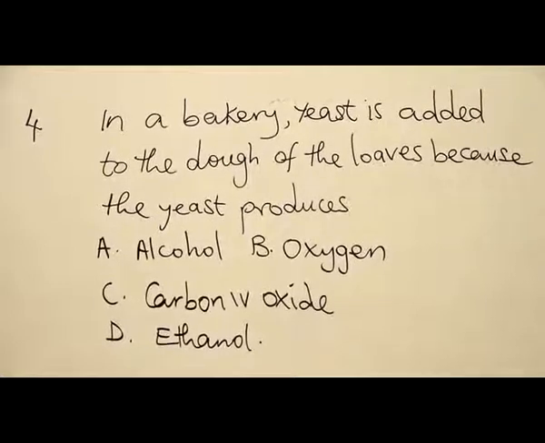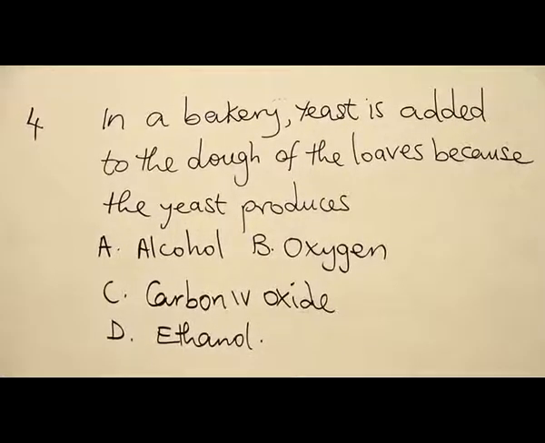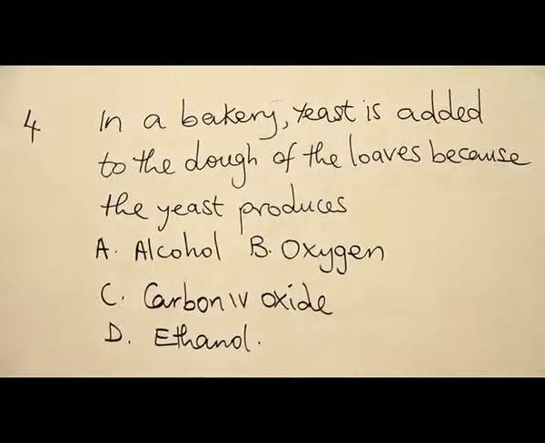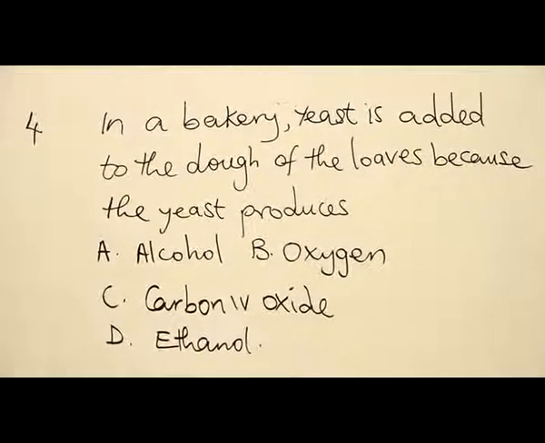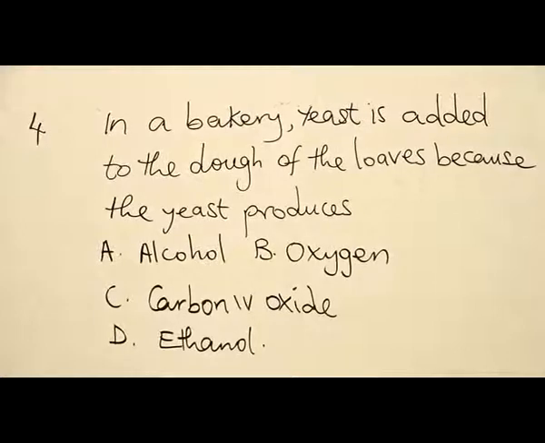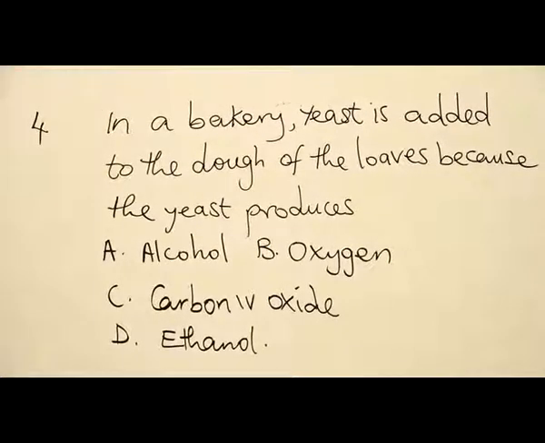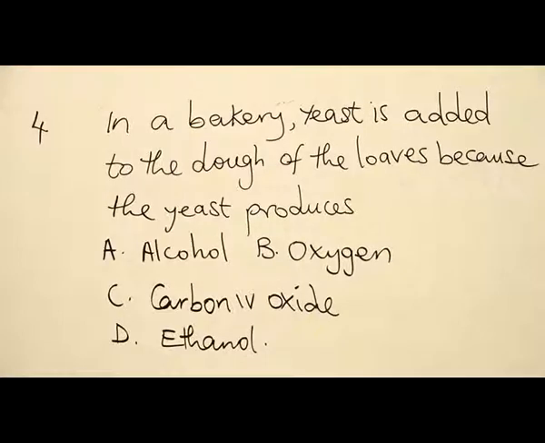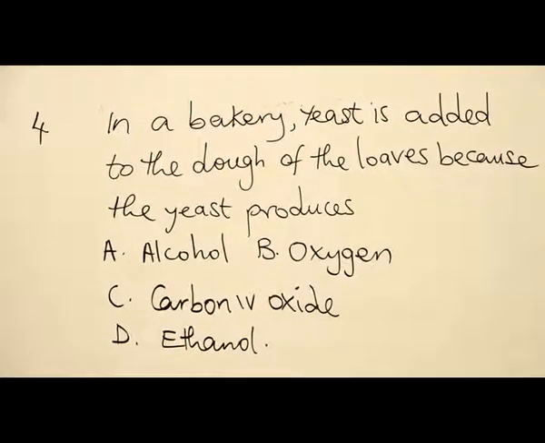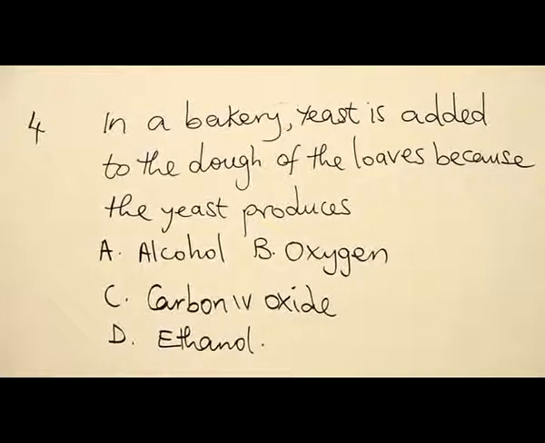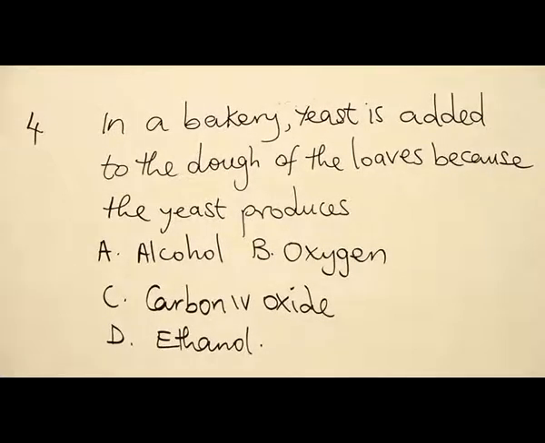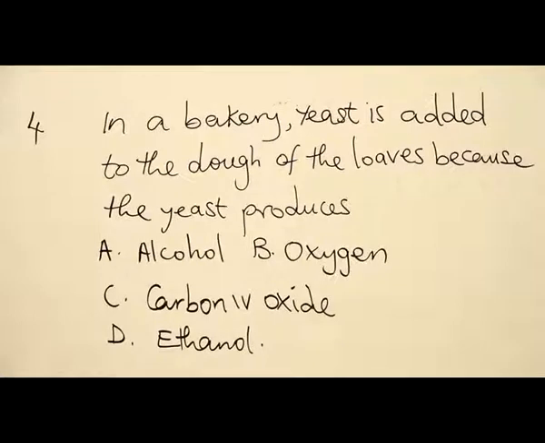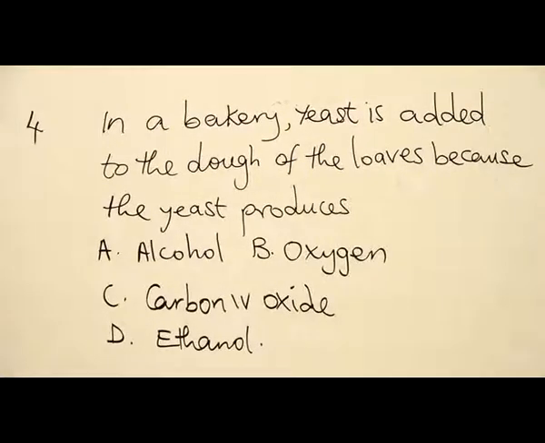Number 4. In a bakery, yeast is added to the dough of the loaves because the yeast produces A. Alcohol, B. Oxygen, C. Carbon dioxide, and D. Ethanol. We know that yeast anaerobically breaks down sugar to produce alcohol and carbon dioxide. But in a bakery, it is carbon dioxide that the baker requires to make the dough rise. Therefore, number 4 is answered by option C.